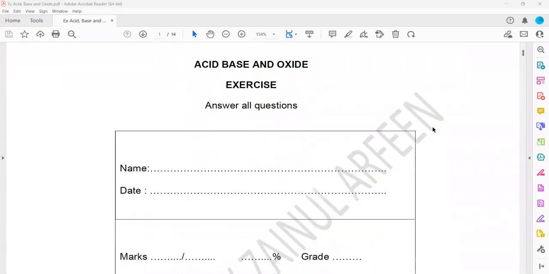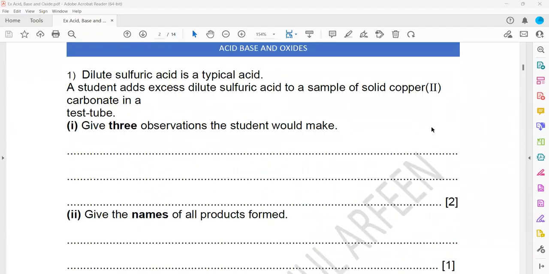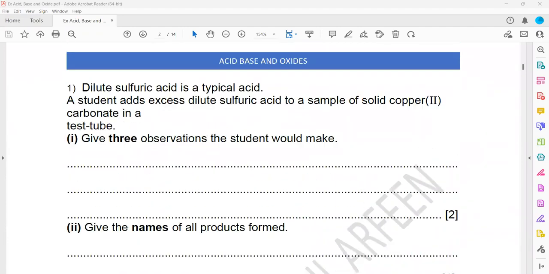So acid, base, and oxides, the different types of oxide. First one, we have a dilute sulfuric acid, which is a typical acid. A student adds an excess of sulfuric acid, meaning he added more than enough sulfuric acid, to a sample of solid copper(II) carbonate in a test tube.